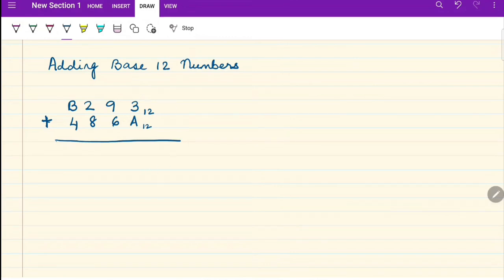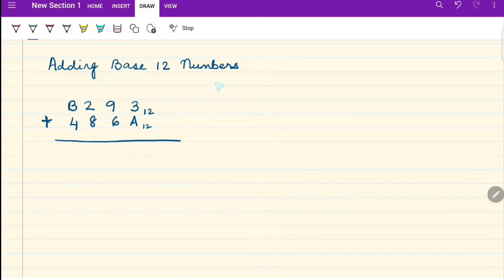We are now working on adding 2 base 12 numbers this time, all right? So the numbers here are B293 base 12 and 486A base 12, right? So again, I'm going to list the numerals for base 12 first.